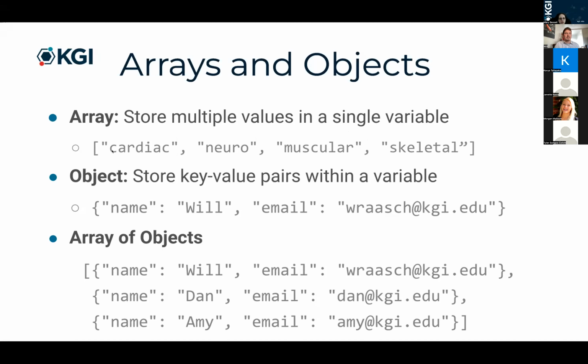So rather than having to say cardiac equals cardiac, neuro equals neuro, and just creating 4 different variables, I could maybe just say categories is my variable name, and it equals a square bracket: cardiac, neuro, muscular, and skeletal. And then if I want to call each one, I might say, hey, give me the first element of the categories variable, and it'll throw back cardiac. If I want to say, give me the third, it'll throw back muscular.